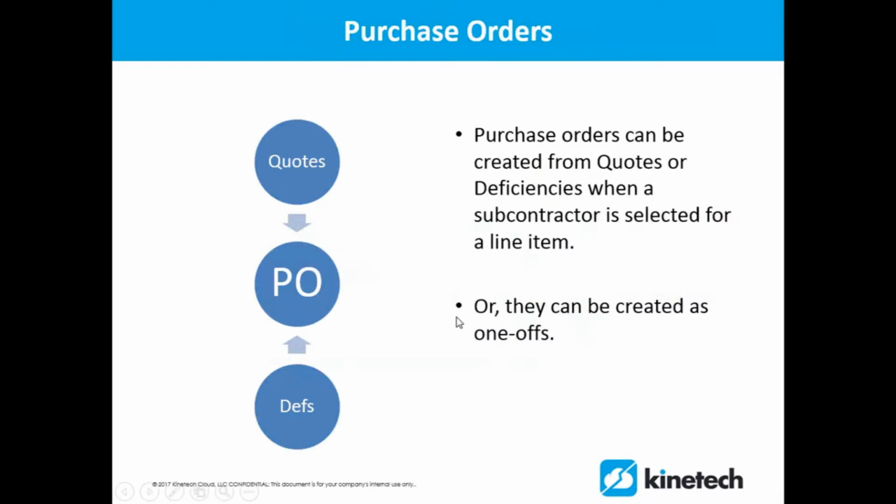Of course, purchase orders can also be created on a one-off basis if you don't have a quote in Kinetic or you don't want to use your quote for whatever reason. And then the same functionality of pushing a quote to purchase order is available from a deficiency. So you can push a deficiency order line over to a purchase order as well.